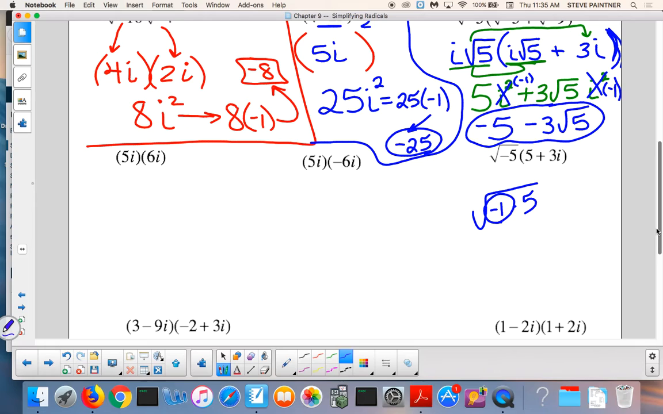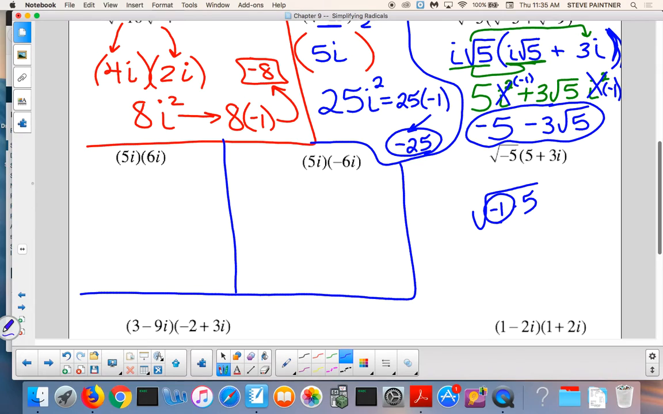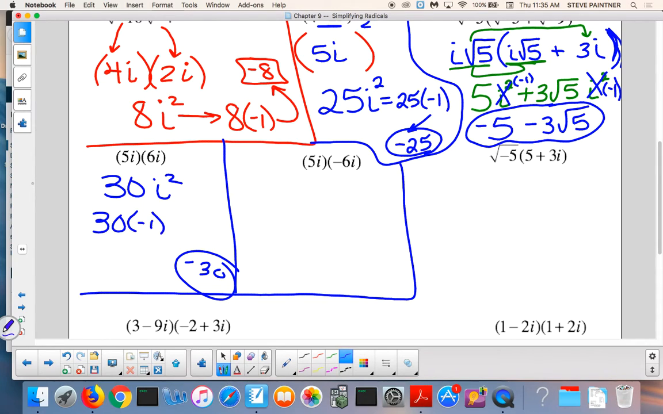Easy. You get 10 seconds and 10 seconds. Go. Isaiah, what'd you get on this one? Negative 30. Isaiah gets negative 30. Let's check it out. What's 5i times 6i? 30 i squared. Then you got to realize i squared is really -1, so it's 30 times -1, which is -30. So you got it right.